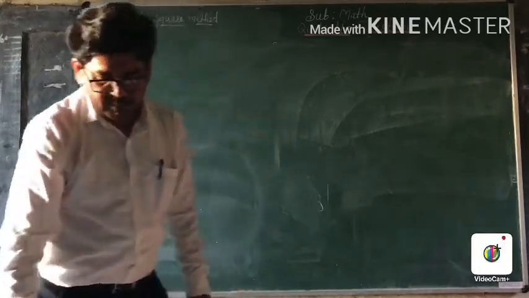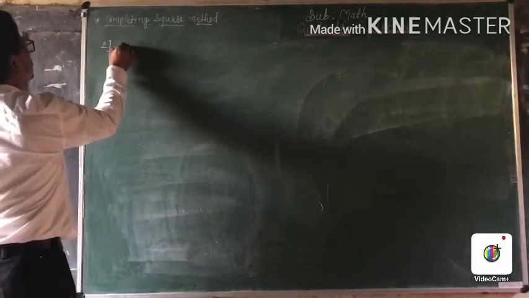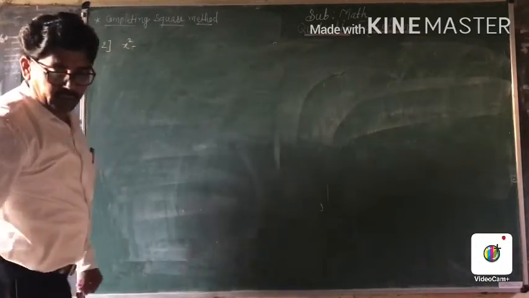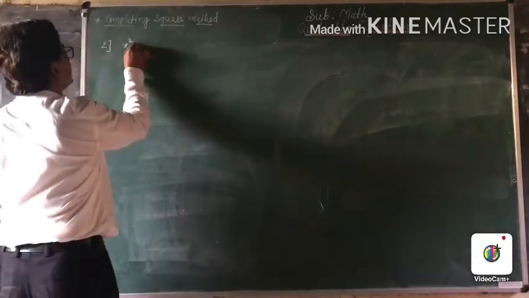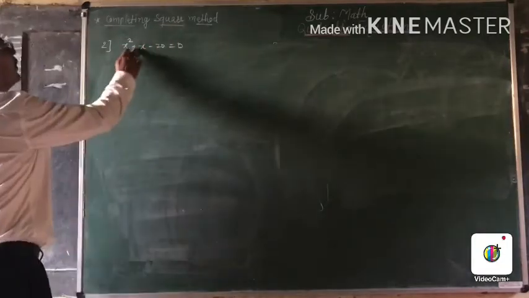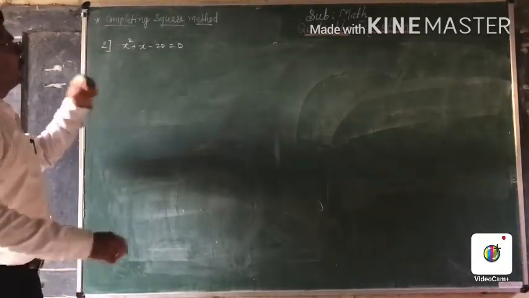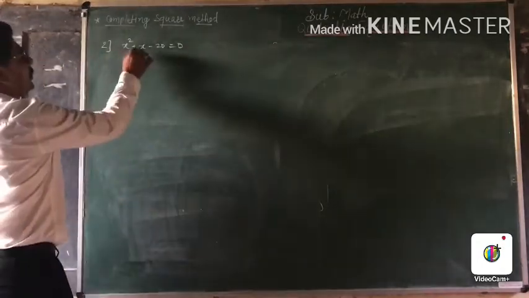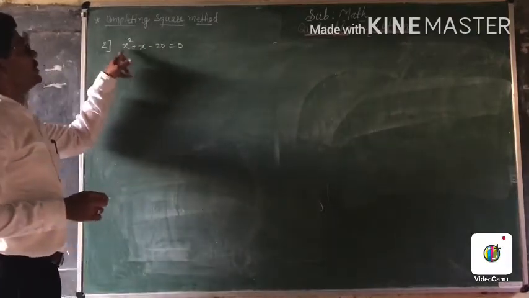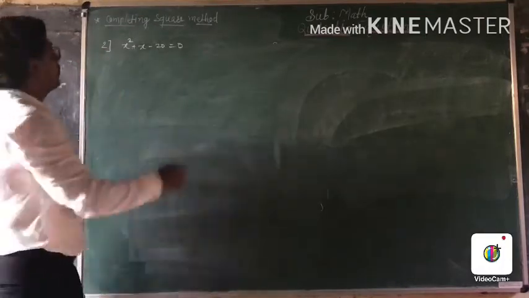x square plus x minus 20 is equal to 0. Now, again here, the coefficient of x square is 1. In the completing square method, always make the coefficient of the quadratic term 1.